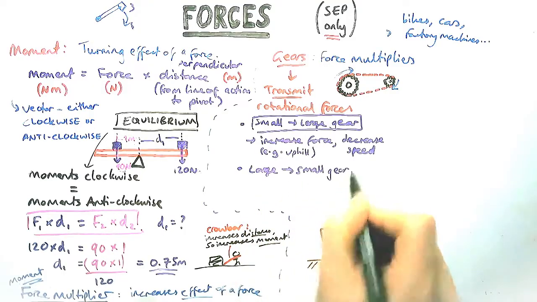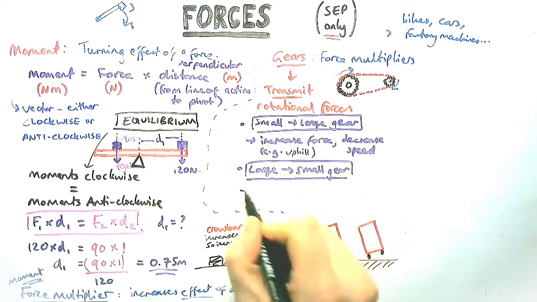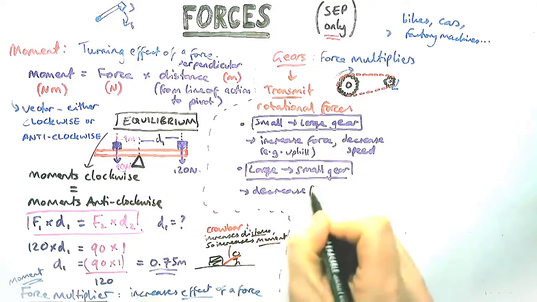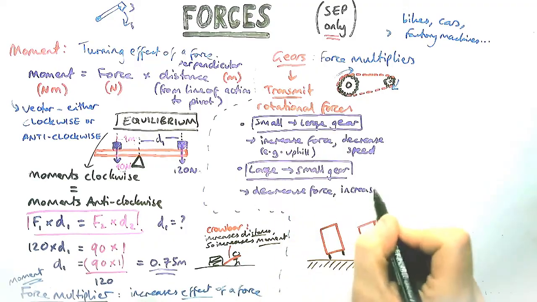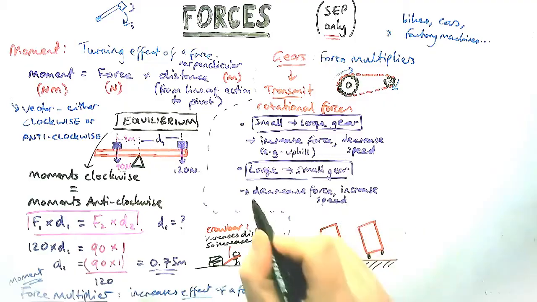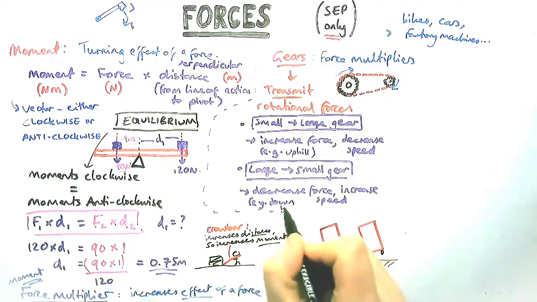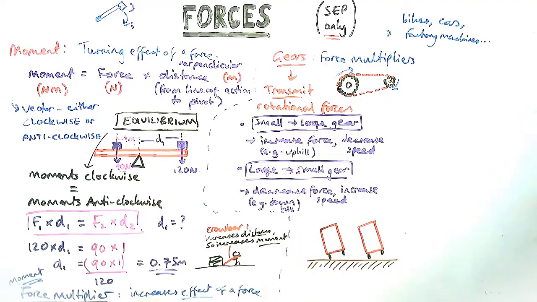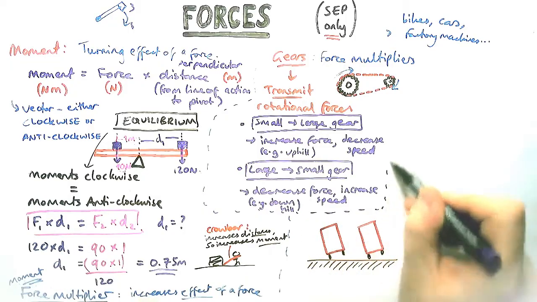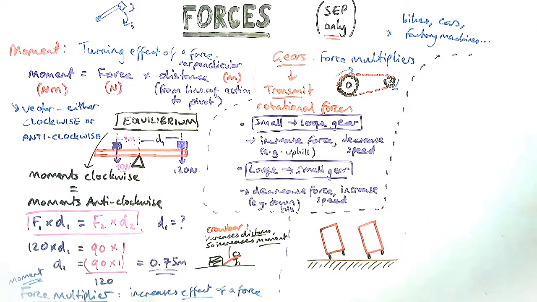The other situation would be if you go from a large to a small gear. Now for that situation, the force that you get out is going to be a lot smaller, but you're going to be traveling a lot faster because the gear is smaller. So that situation would be if you're going downhill. You don't need to have a high force because you're already going downhill, but you want to go a lot faster than you were initially. And that's it for gears.